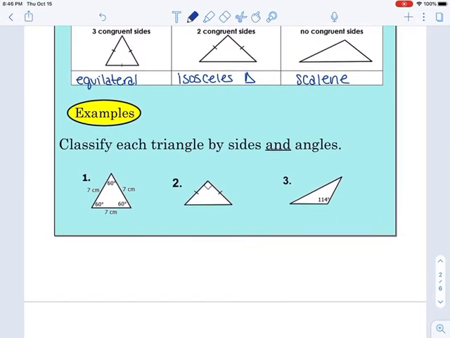So the first thing that we're going to do is classify each of these 3 triangles by its sides and by its angles. For number 1, I have 3 equal angles. I'm going to write A for angles and S for sides. If you're classifying it by angles here, this is equiangular. And if you're doing it by sides, I have 1, 2, 3 equal sides. That's equilateral.